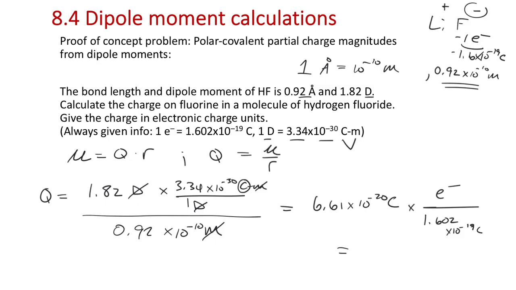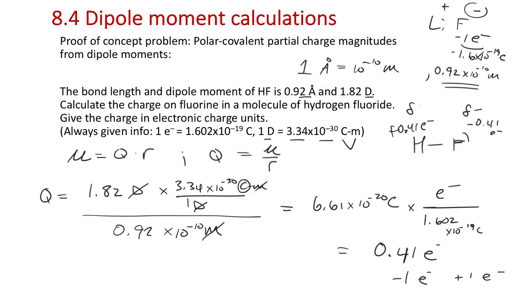And it's 0.41. I usually just use the unit e. And again, if I had -1, that'd be -1 electron. If it was +1, it'd be +1 electron. And so the charge is 0.41. So the charge on the H is plus 0.41, and the charge on the fluorine atom is negative 0.41, because here we have the partial negative and the partial positive.